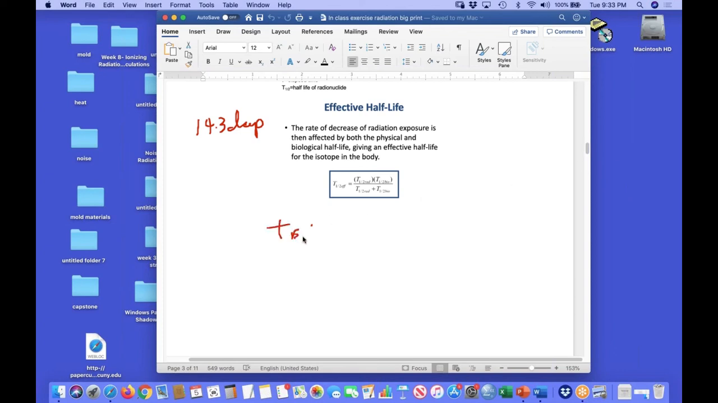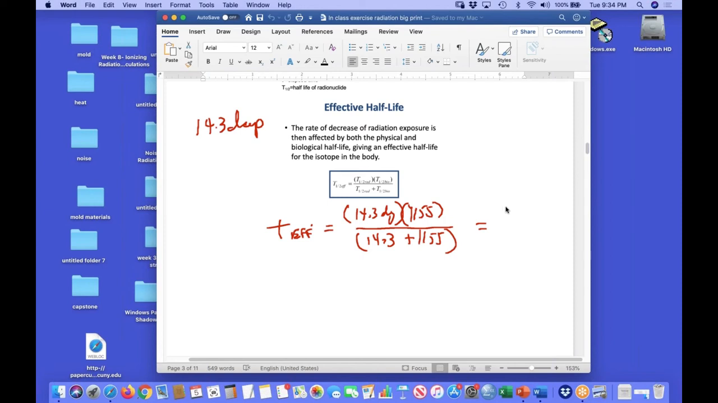So T effective is equal to the radiological half-life, which is 14.3 days, times the biological half-life, which is, how many days was that? 1155. Okay, you've got to speak up a little bit. Over the radiological half-life, 14.3, plus the biological half-life, 1155. Okay, so let's calculate. What's the top?